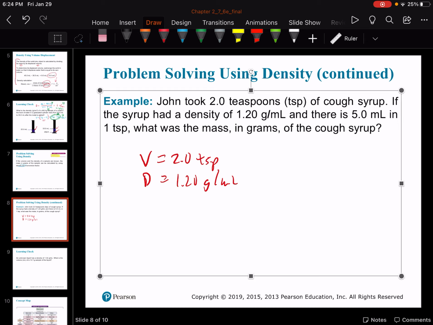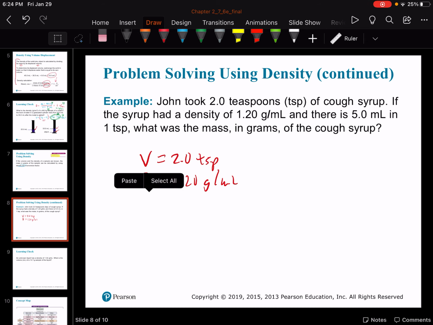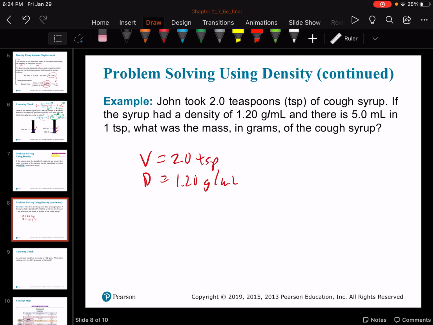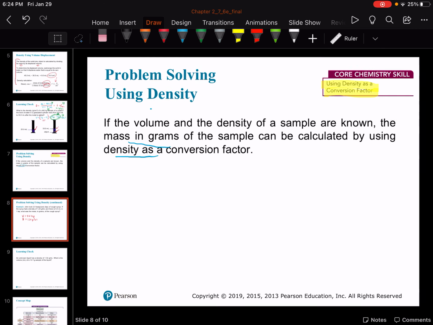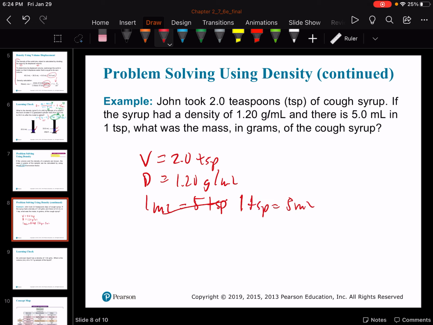Just a second here. Something's wrong here. Sorry, I lost my marker. Why is that? I think I lost my marker. Oh, there you go. That's why. 1 mil is equal to 5. Nope, it's opposite. 1 teaspoon is equal to 5 mils, right?